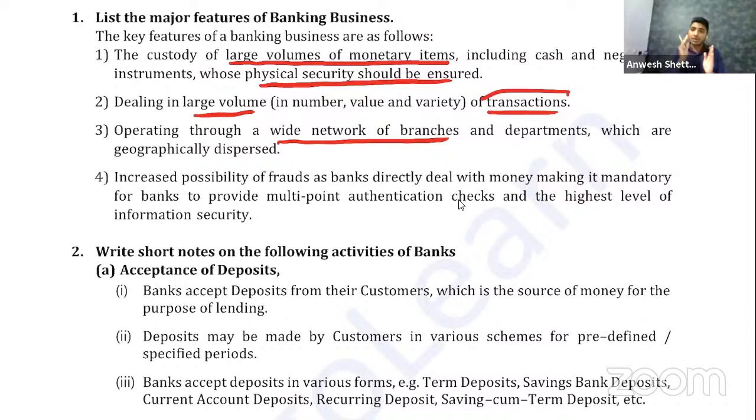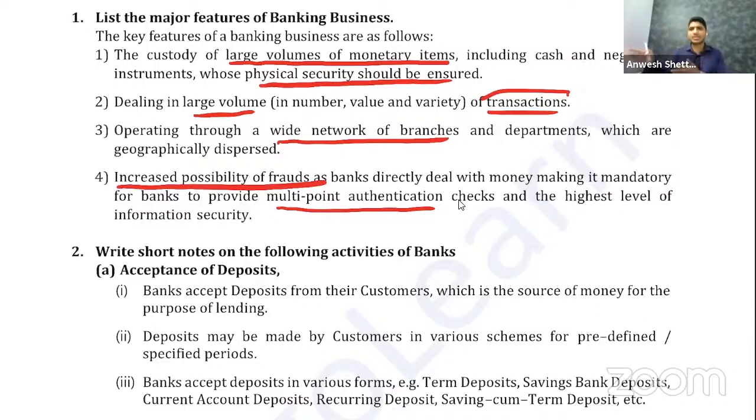So I said, what is the risk here? The risk is increased possibility of fraud. This is the risk. And what is the control? The control is that the banks should provide multi-point authentication. Multi-point authentication means what? Let us go back and understand how you order food from Swiggy or Zomato.